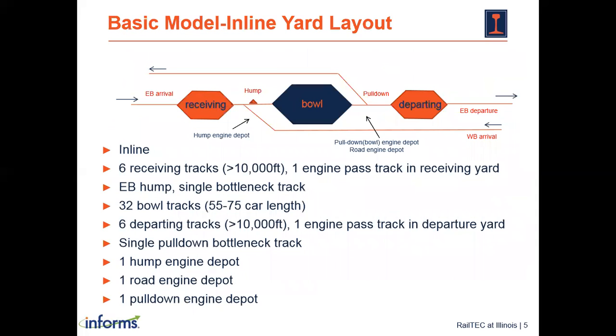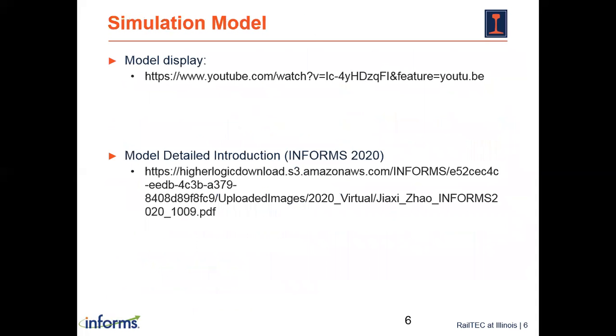Here's a diagram of a representative inline yard layout I used in the model, where a 6-track receiving yard, 32-track classification bowl, and 6-track departing yard are located on the same line. And some generic design parameters are also shown here. Here's a short video of the simulation display that you can check on YouTube. And more details about the model, such as model validation and output metrics, can be found in the presentation last year.